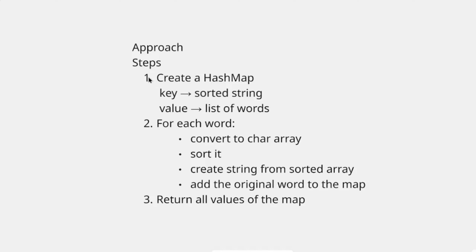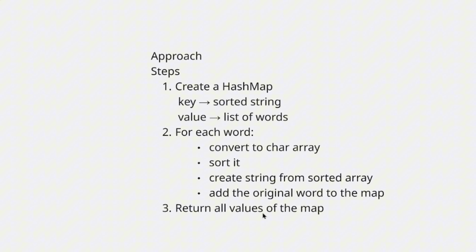So here is our approach. At first, create a hash map where the key will store the sorted string and the value will store the list of anagrams. In step 2, for each word, convert it to a character array, sort it, make it a string and put it inside the map. In step 3, return all values of the map. If two words have the same sorted string, they belong to the same group. So we simply collect them together using a hash map.